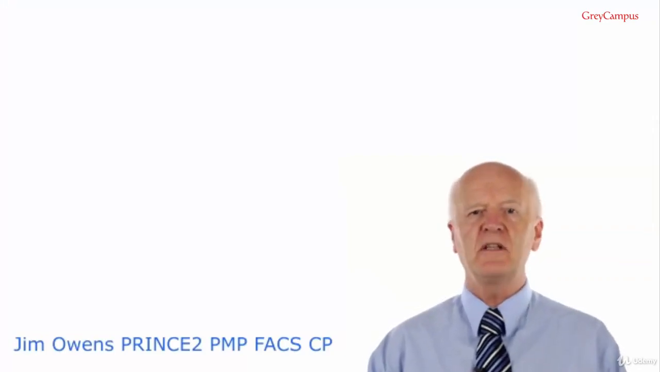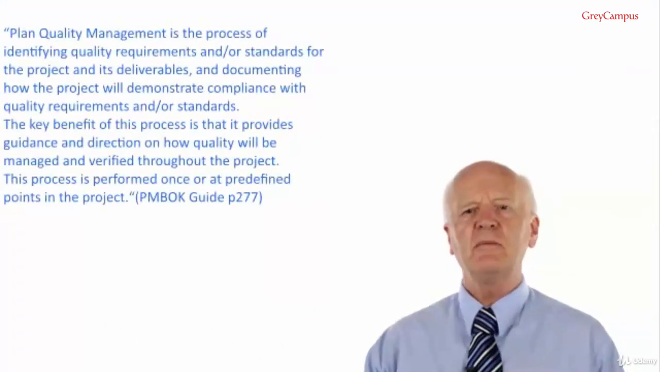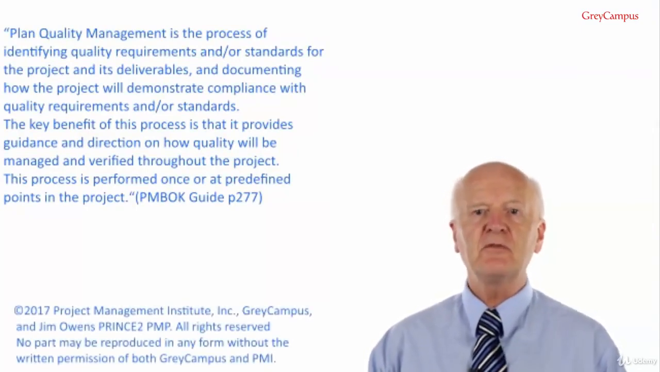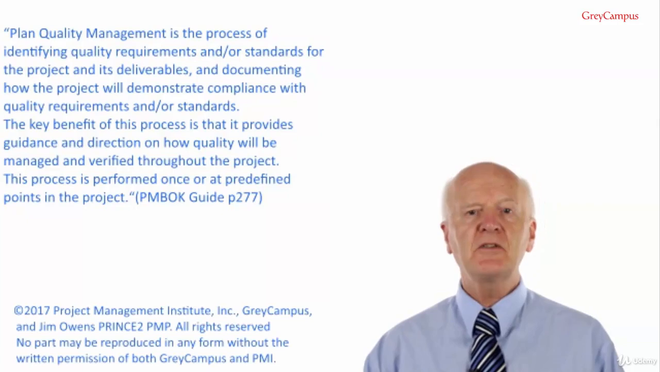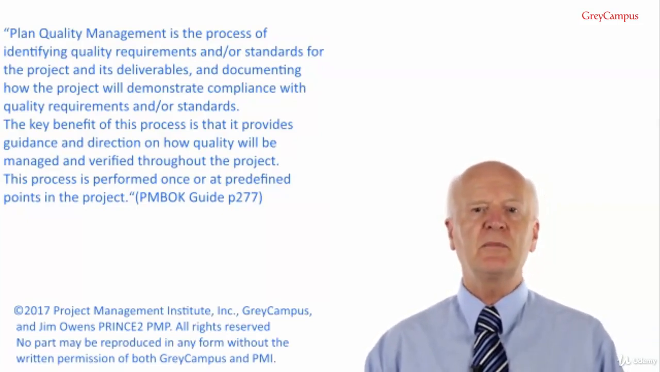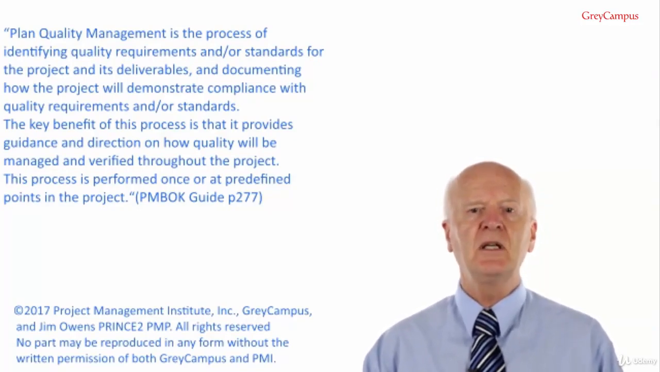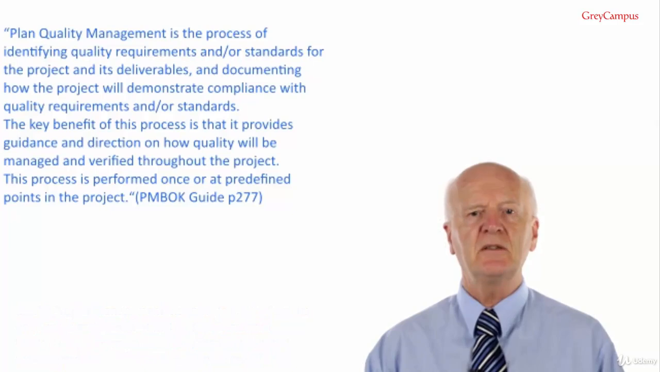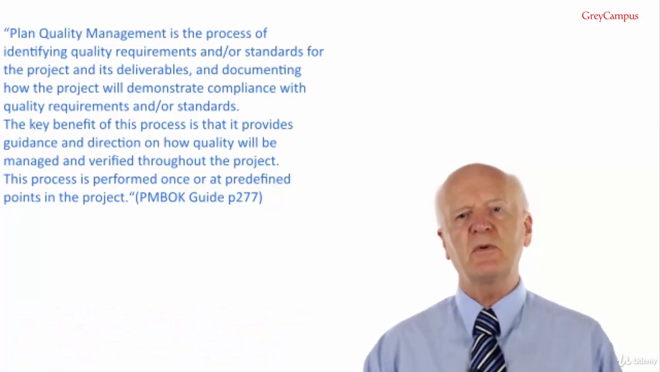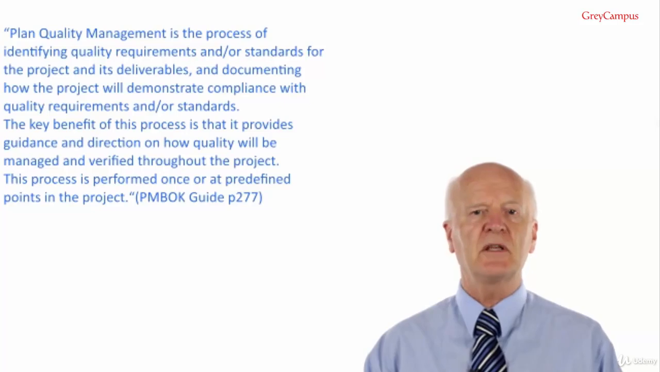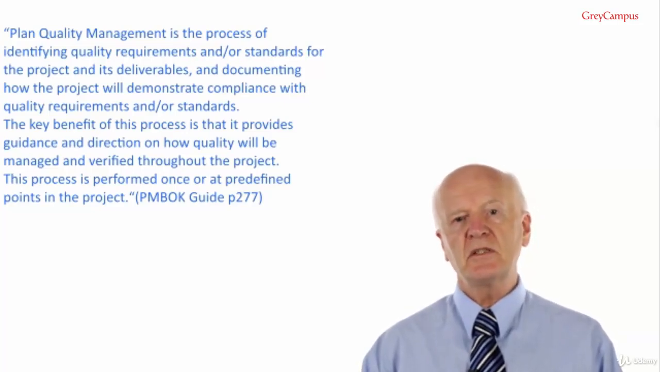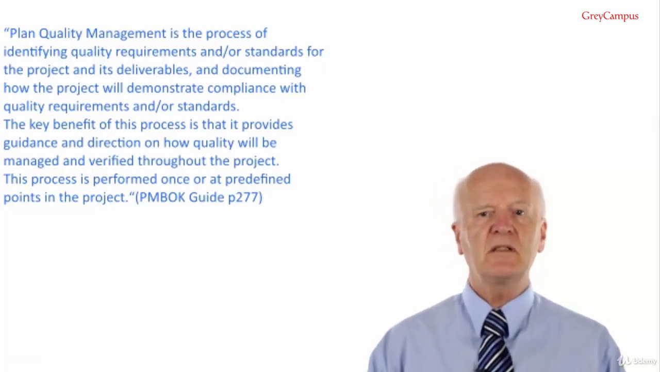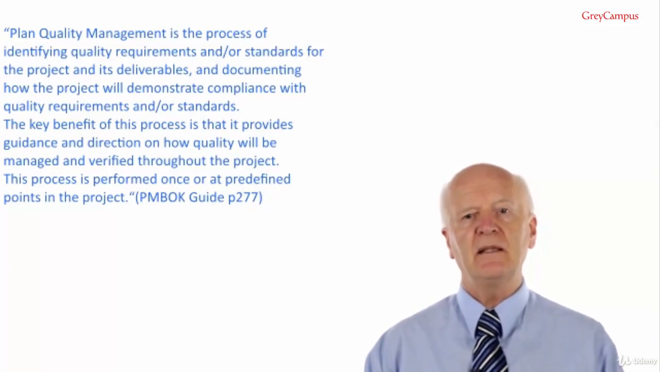8.1 Plan Quality Management. Plan quality management is the process of identifying quality requirements and/or standards for the project and its deliverables, and documenting how the project will demonstrate compliance with quality requirements and/or standards. The key benefit of this process is that it provides guidance and direction on how quality will be managed and verified throughout the project. This process is performed once or at predetermined points in the project, and that's from PMBOK Guide page 277.